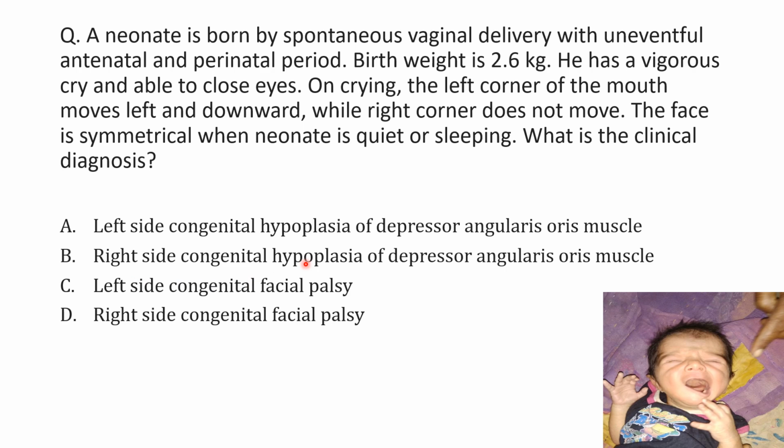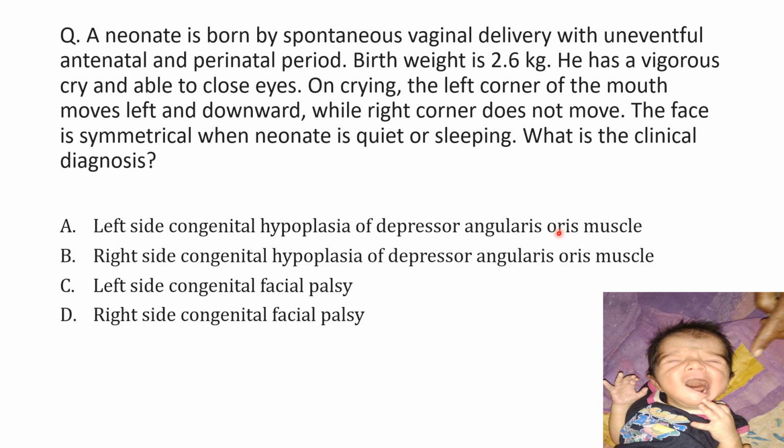So either the patient is having right-sided or left-sided, either facial palsy or hypoplasia of depressor anguli oris muscle. So first, the pathology is present either on left or right. First, differentiate this. So here you can see the newborn is able to move the left side of the corner of mouth while not able to move the right side. That means pathology is present on the right side. So either B option or D option, right-sided, not the left-sided, because the left side of the corner of mouth is moving. That means normal muscle, normal facial nerve on the left side.